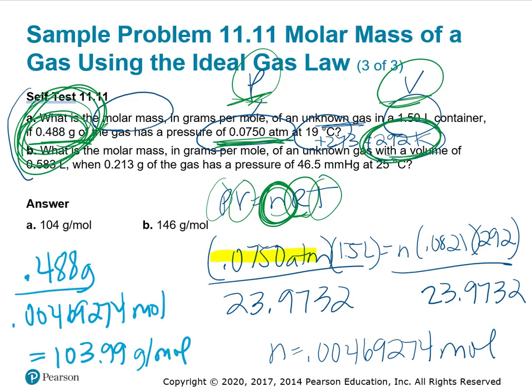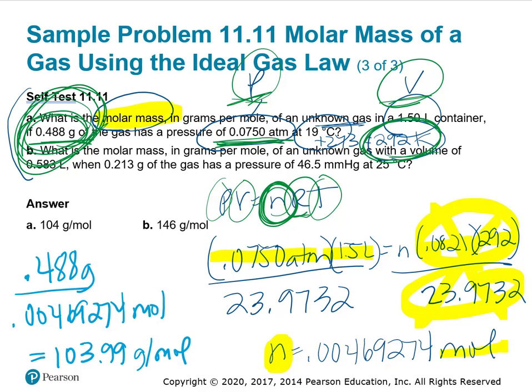Here I put my pressure, and my volume is equal to my n times R times T. I divided both sides by whatever 292 times 0.0821 was, which is 23.9732. That gets rid of that. And when I do my left side divided by 23.9732, I get an n value. It's very small, 0.004469274 moles. But we're not done yet.